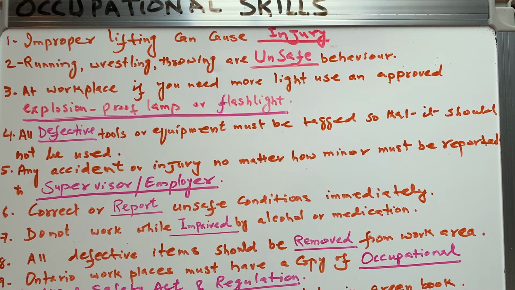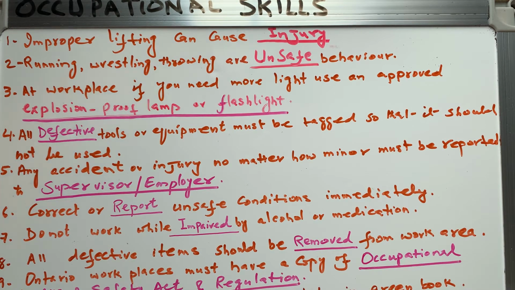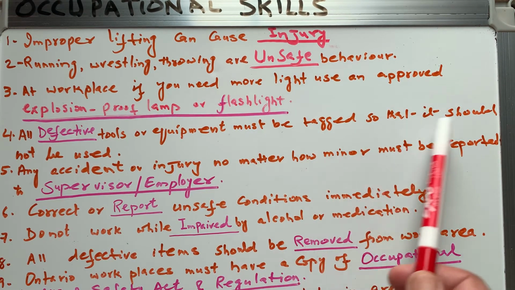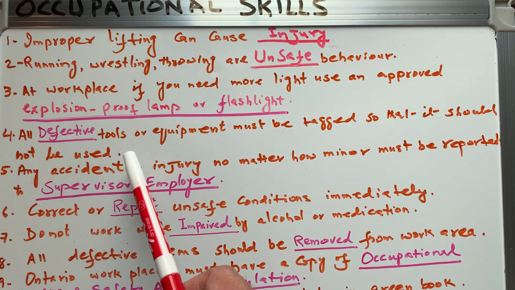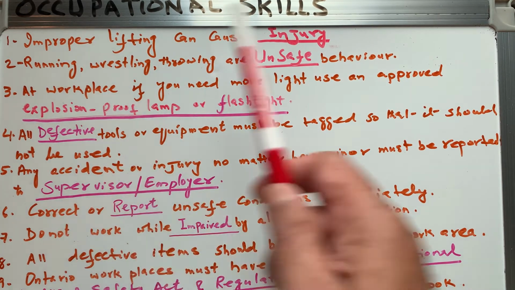These are a few things we need to pay attention to when you are at work, maybe in a construction environment, maybe in an industrial environment, whatever it is. You have to remove all defective items from the work area. A tool or piece of equipment that is defective must be tagged so that nobody can use it. If it is defective and somebody uses it, it will cause an unsafe environment for that person. So you have to care about yourself and about others at the workplace.